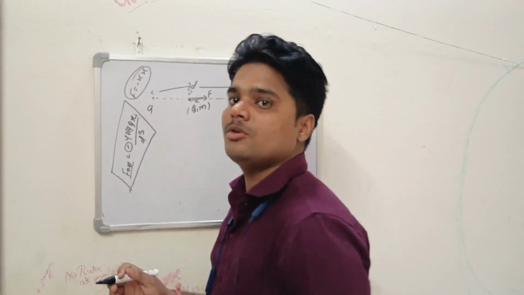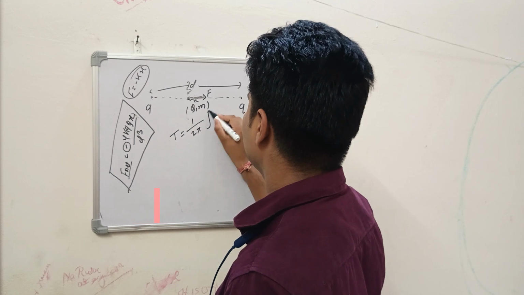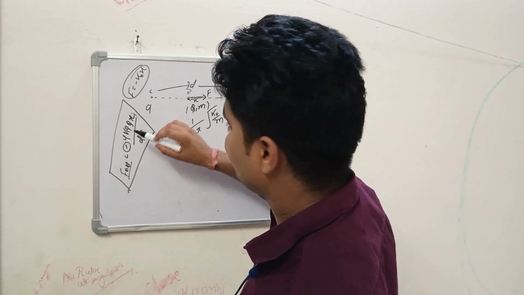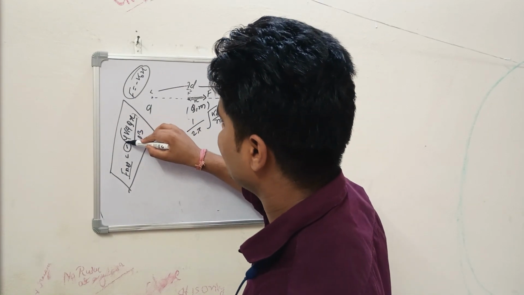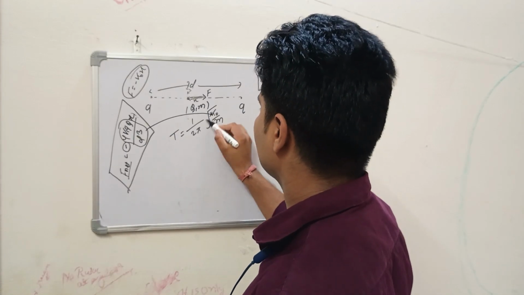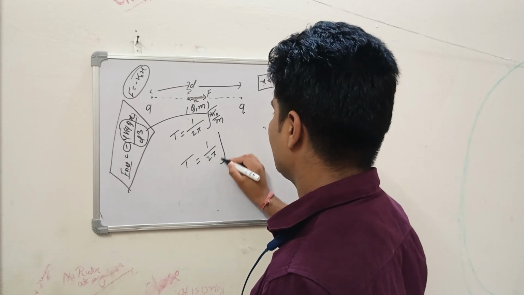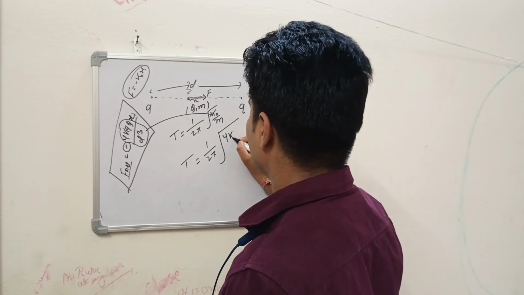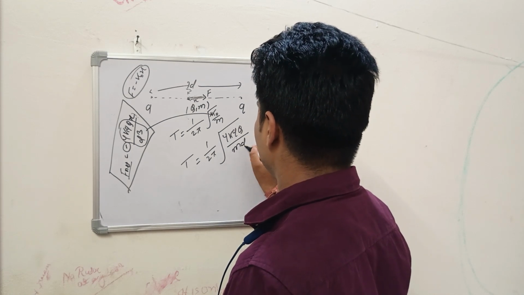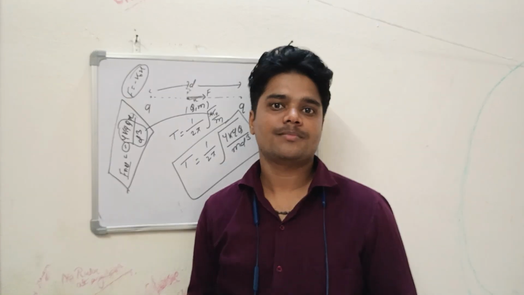And I have also previously told you that the formula for time period is 1 by 2 pi under root k naught by m. This is k naught. And the value of k naught here is 4kqQ by d cube. So I am directly putting this value into this formula. Then T equals 1 by 2 pi under root of 4kqQ by m d cube. So this is the final answer of our example problem.